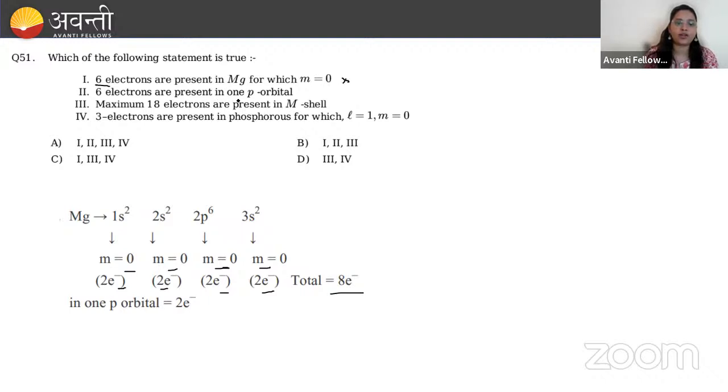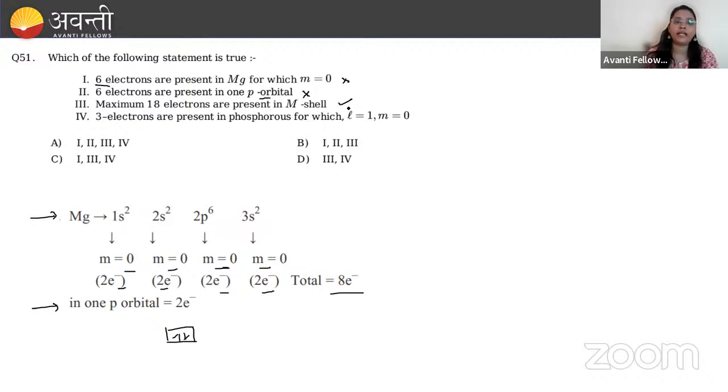Next statement, 6 electrons are present in 1p orbital. You know that in 1p orbital, how many electrons can be present? In one orbital, the maximum number of electrons that can be present is what? 2 only. So 6 electrons cannot be present in the 1p orbital. So this statement is again not true.